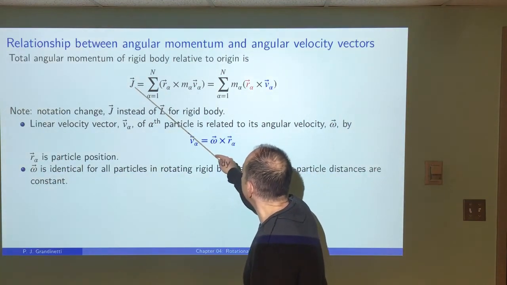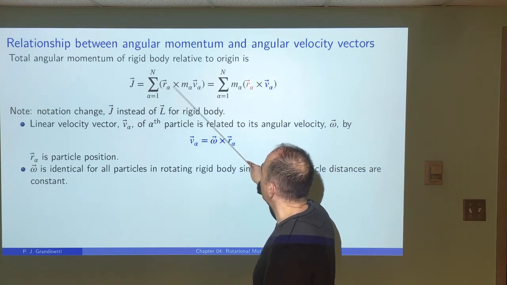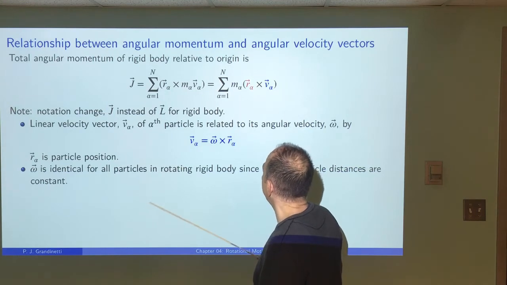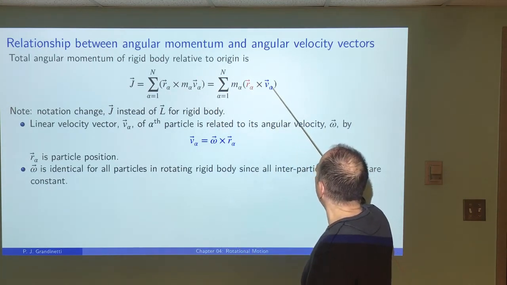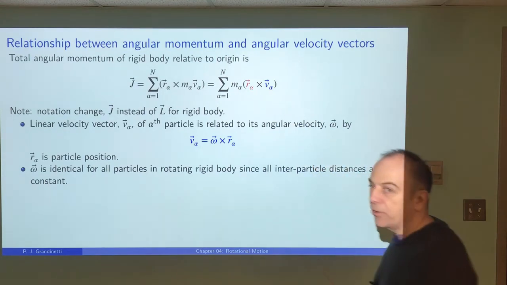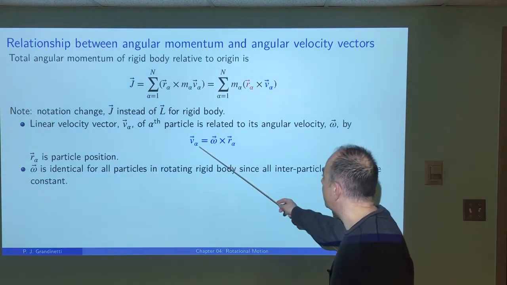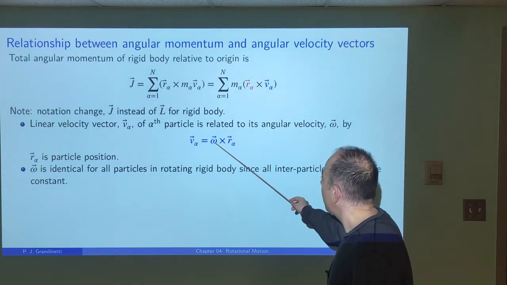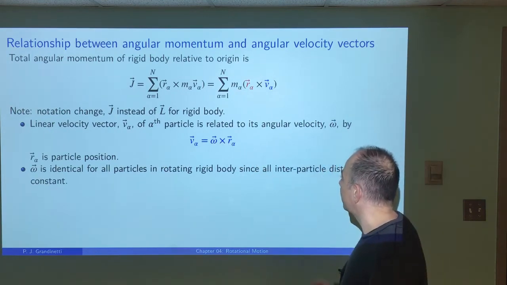With that definition, J is going to be equal to, for our system of particles, r cross p, and of course p is just the mass times the linear velocity vector. So with a little rearranging, what we're worried about now is r cross the linear velocity vector. And for a particle in our rigid body, the linear velocity vector is going to be omega cross r, where r is the position vector for that particle.